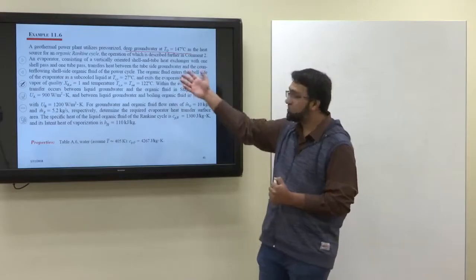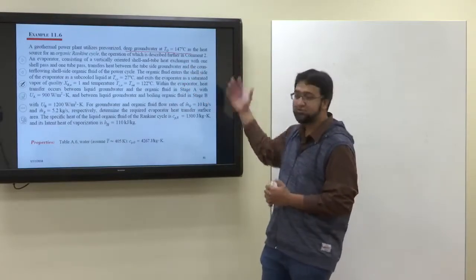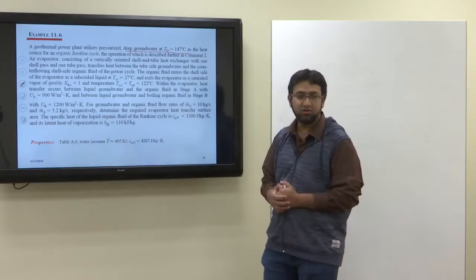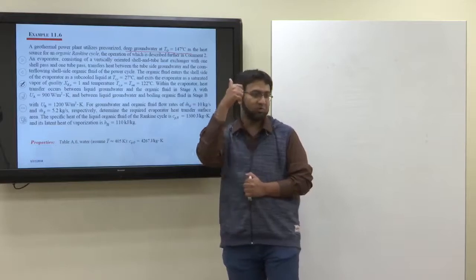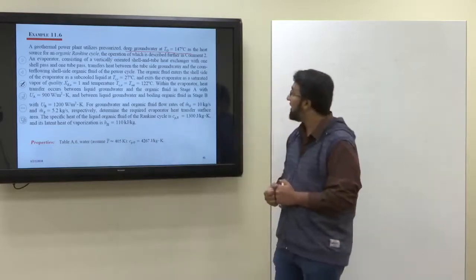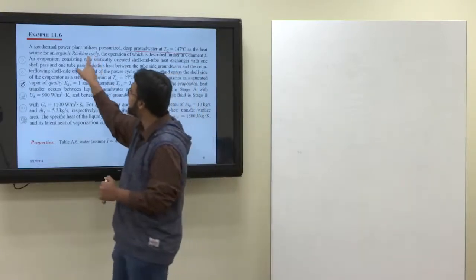so we have a geothermal power plant that utilizes pressurized deep groundwater, and the temperature of the groundwater coming from the ground is 147 degrees centigrade. That is the temperature of the water coming from the ground, as the heat source for an organic Rankine cycle.